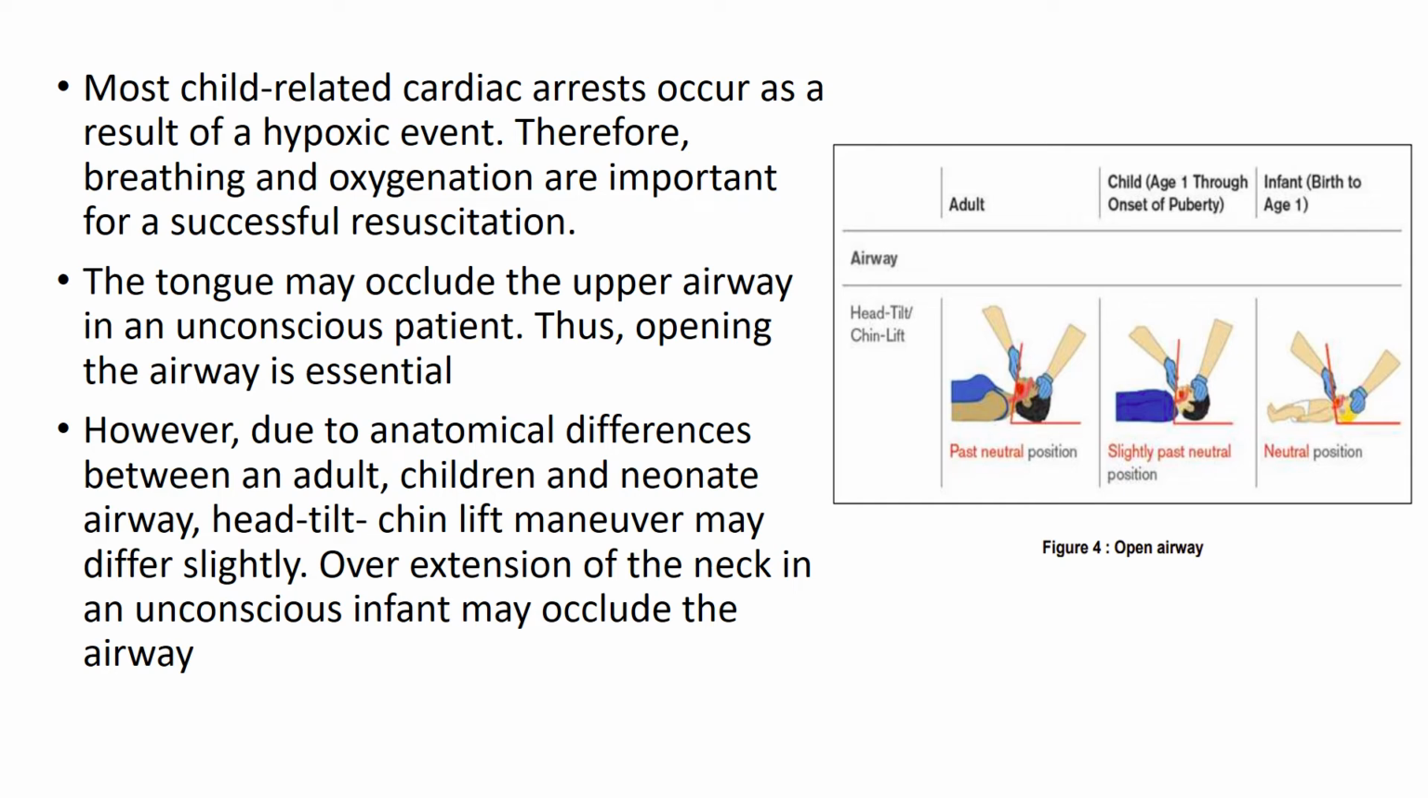So if you look at this diagram, for an adult patient, the head tilt chin lift maneuver will pass the neutral position. Whereas in a child, age 1 to puberty, the head tilt chin lift maneuver will only slightly pass the neutral position. And for an infant, age 1 year and below, the head tilt chin lift maneuver will be less than the normal neutral position. This is very important in order not to occlude the airway.